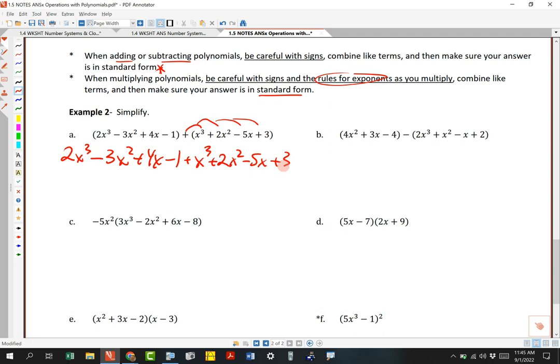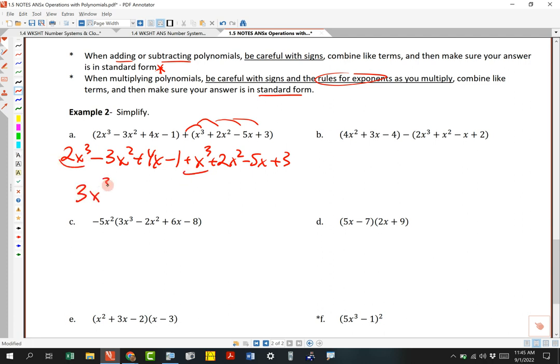Now, to me, this is a little bit of a waste of time, but it does make things more clear. I'm just combining like terms. I'm putting these all together. That's what the plus does. It doesn't change the sign of any of these. We don't need the parentheses or anything. So now we can go through and just combine the like terms.